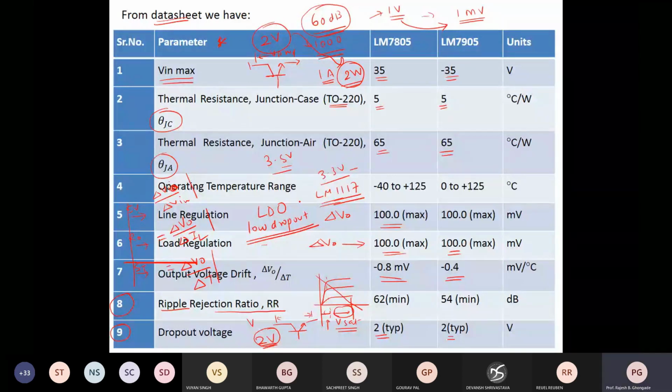So have you understood the important parameters of the regulator from the data sheet? Which ones to look out for? Yes? Hello? Yes, sir. Yes, sir. Okay.